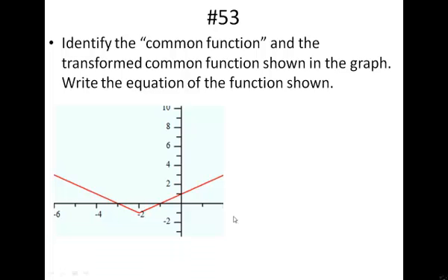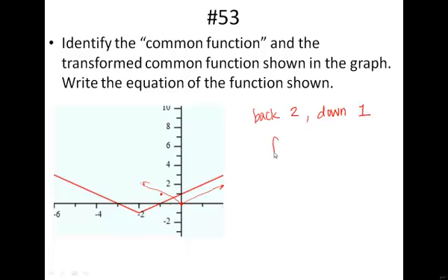Alright? So just be able to identify these two from a graph. So if you saw this graph, you would be able to say, alright, this was the normal V shape. We would go over 1, up 1, over 1, up 1. Okay, so you could acknowledge that that was the normal V shape, but it's been shifted back 2, down 1.